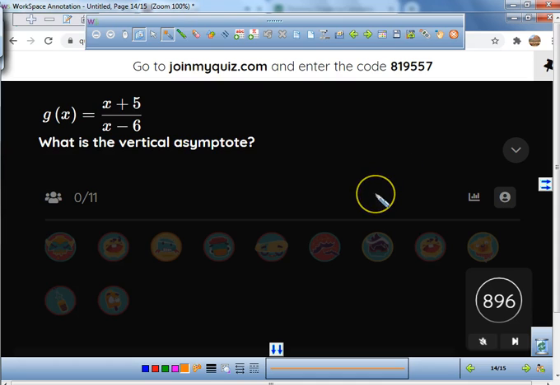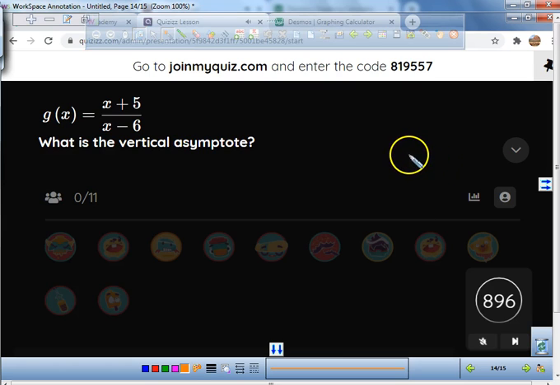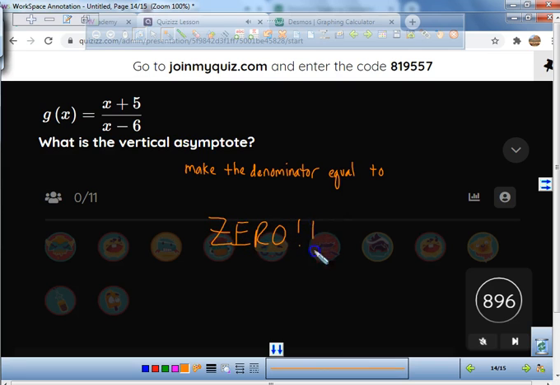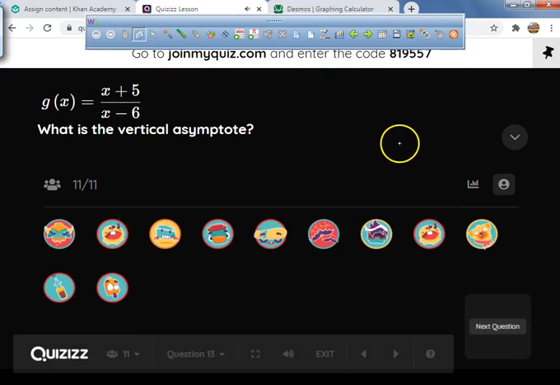What is the vertical asymptote? What is the vertical asymptote? What number makes the denominator equal to 0?